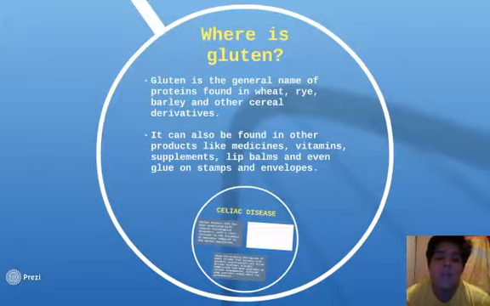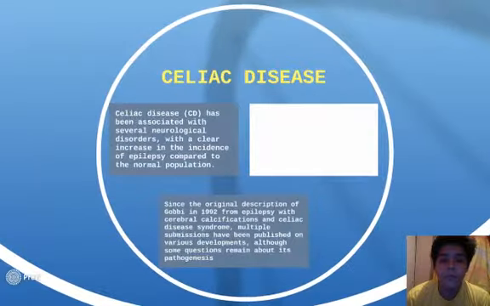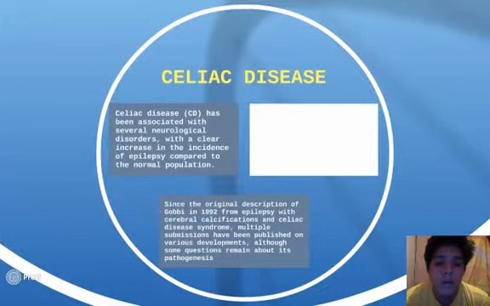What is gluten? Gluten is a general name of protein found in wheat, rye, barley, and other cereal derivatives. It can also be found in other products like medicine, vitamin supplements, like meat, and even glue, stamps, and envelopes. Celiac disease has been associated with several neurological disorders, with a clear increase in the incidence of epilepsy compared to the normal population.